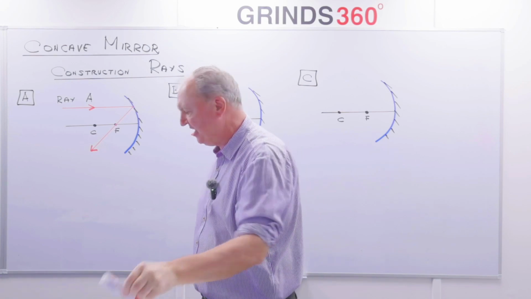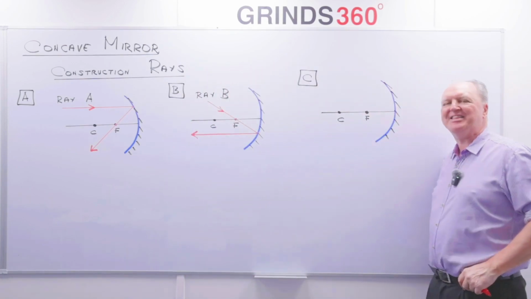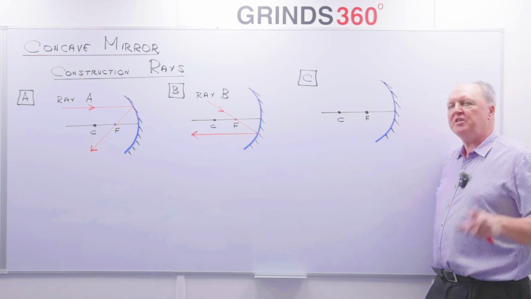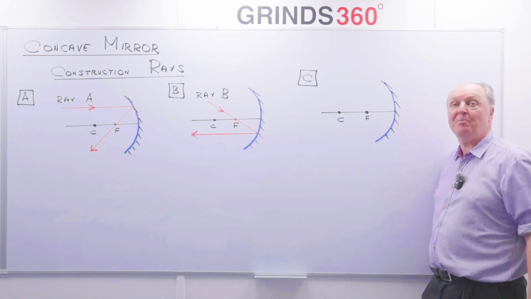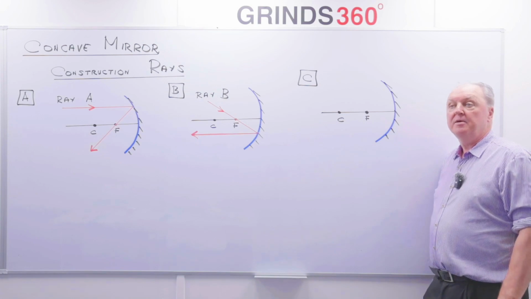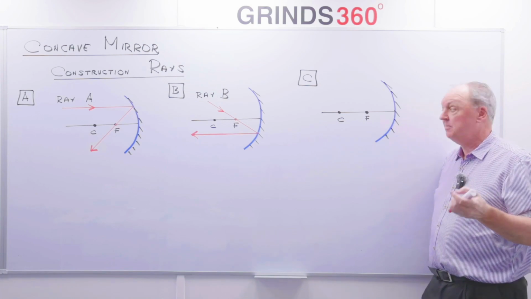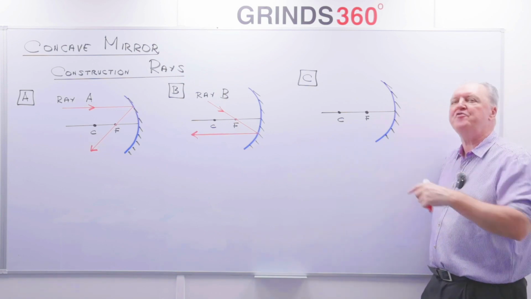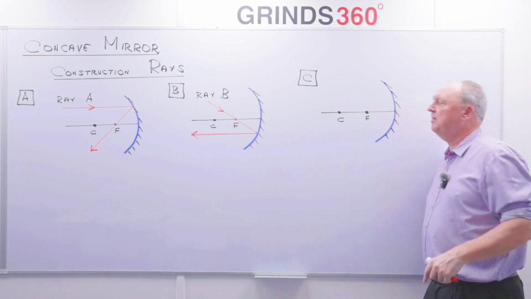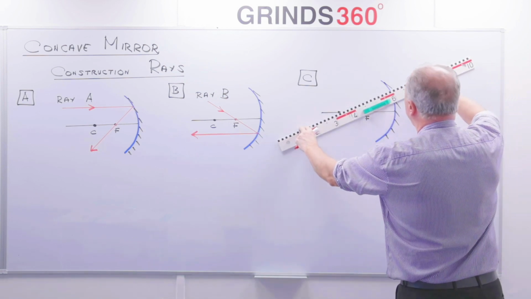So my third ray is this. I want a ray of light that goes straight at the mirror. Like if you sent a ray of light straight at a plane mirror, it'll bounce back along its own path. The angle of incidence will be 0 and the angle of reflection will be 0. How do I send a ray of light straight at a curved mirror? Well, how do I draw the normal to a curved mirror? It's a line through the center.